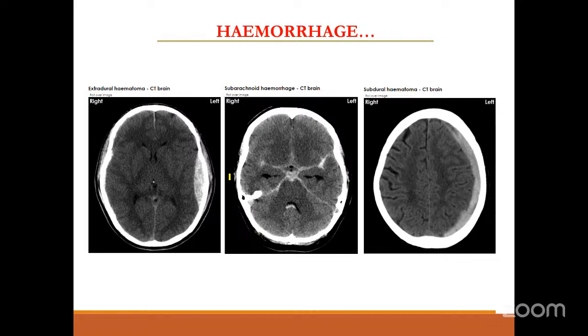Usually it arises out of an arterial bleed between the skull bone and the dura mater. So it is always under tension. So that's why it forms a lens-shaped bleed.